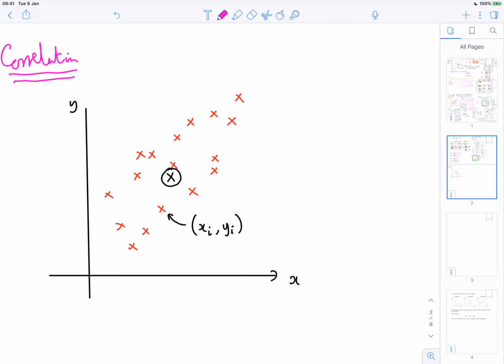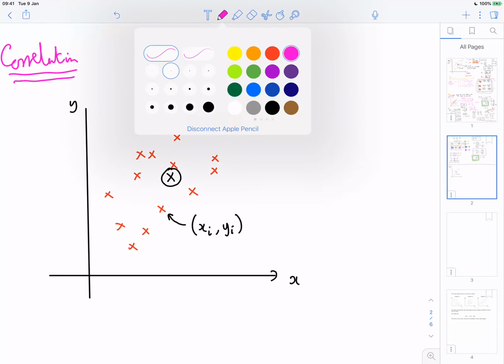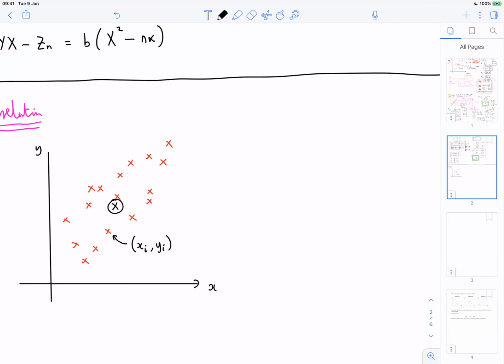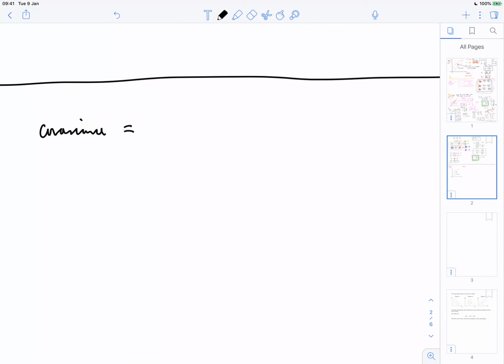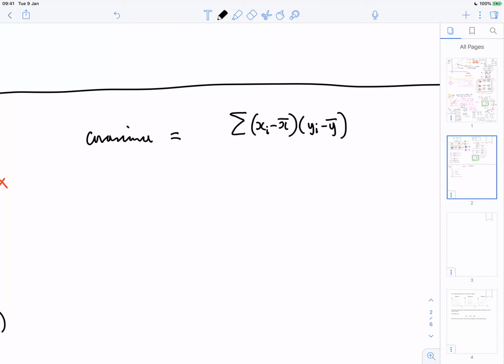So first of all, we've got our data set again, same rules. The black X circled is the mean point, which has coordinates x bar, y bar. And this data is as such. What we're going to do is introduce this idea called covariance. The covariance we're going to define as the sum of (xi minus x bar) times (yi minus y bar), and we're going to divide that by n.